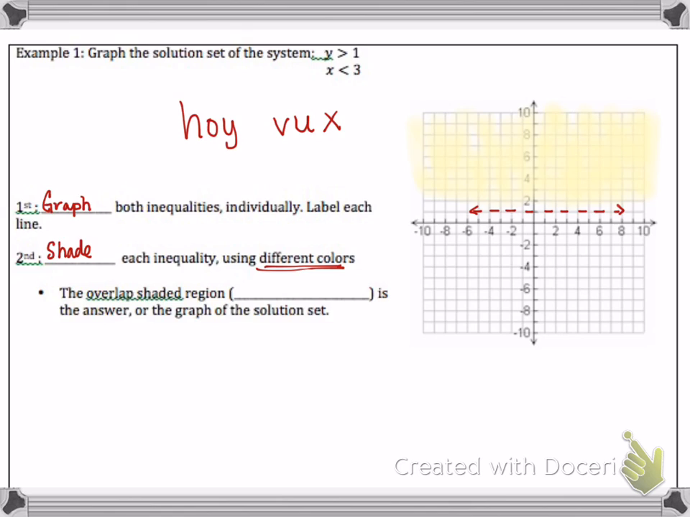Okay, and you can see I'm trying to do that lightly so that hopefully I'm going to find some intersection here. And then I want to graph x is less than 3. We should know that an x equal to line is a vertical line, and so at x equals 3, again, less than means it's not included, so that is another dotted line at x equals 3.